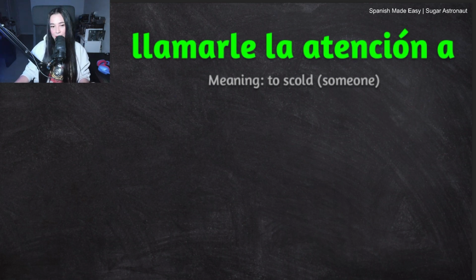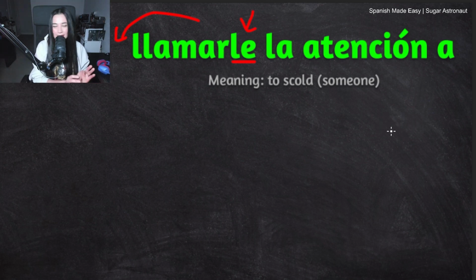When you get in trouble and you get scolded, you can use this phrase. So the difference is that we have le, okay? So this is a common pronoun that can go before, right here, as a separate word. Le llamó la atención a, okay? So it can go before. So this is an indication of that. And also we have a.